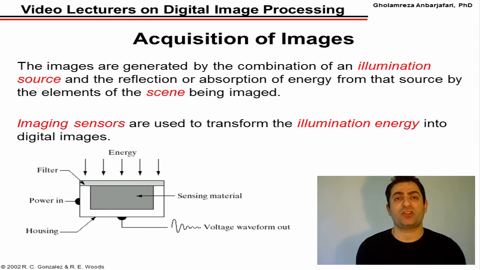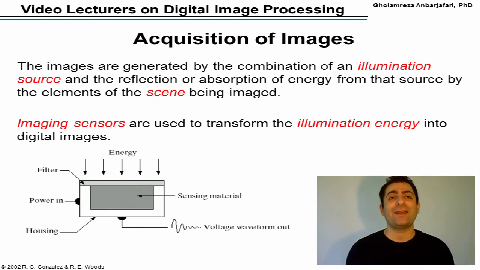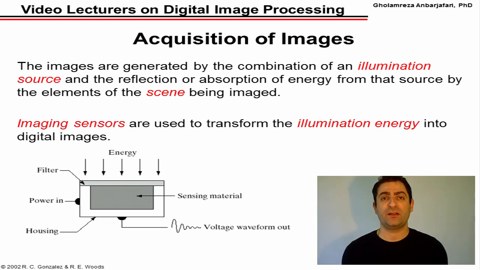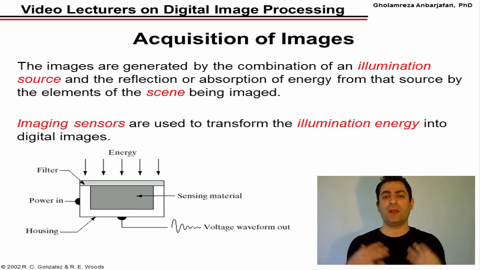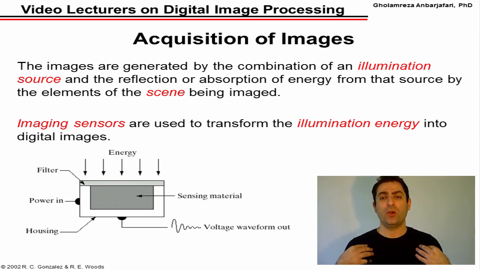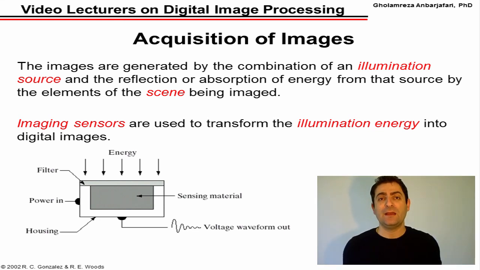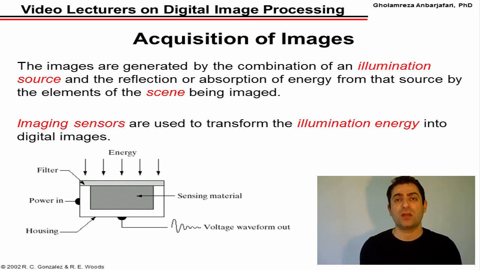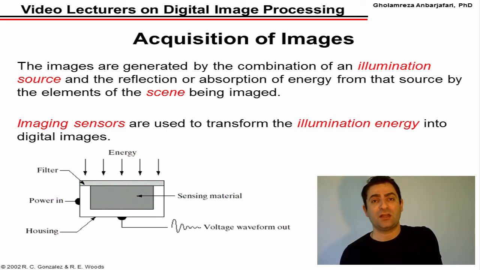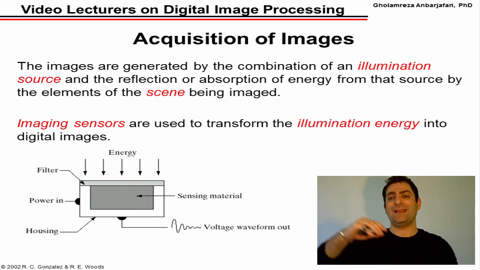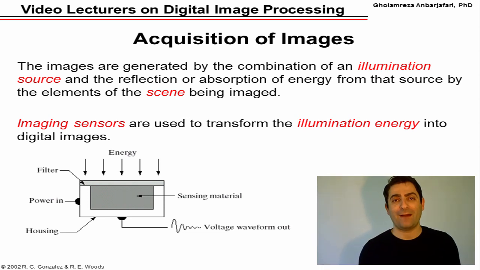The images are generated by a combination of an illumination source and a reflection or absorption of energy from the source. For instance, if we are absorbing all the illumination, we have black. Or if we are reflecting all the light, we will have white. There are some imaging sensors which are used to convert this illumination energy into a voltage waveform. And these voltages are quantized in order to tell us the level of the tones that we have.